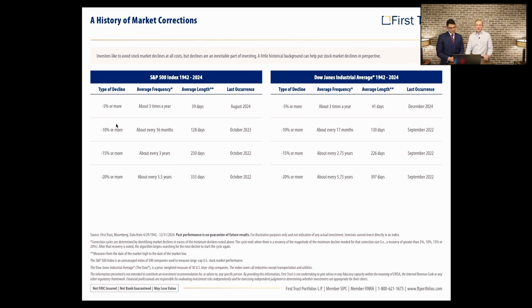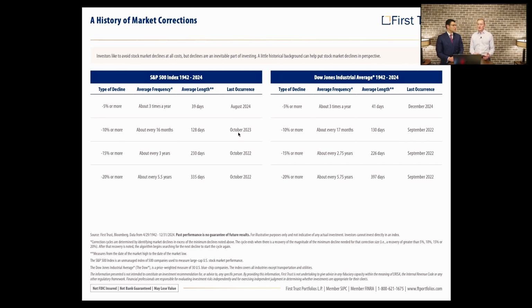But if we look in this correction territory, and remember that's about 10% down, corrections in the market happen about every 16 months. They last about 128 days. And the last one that we had was less than 2 years ago. So people need to just remember that you've been here before.